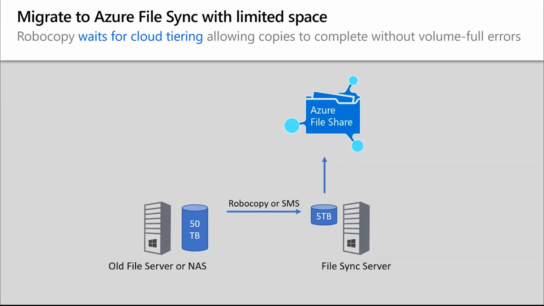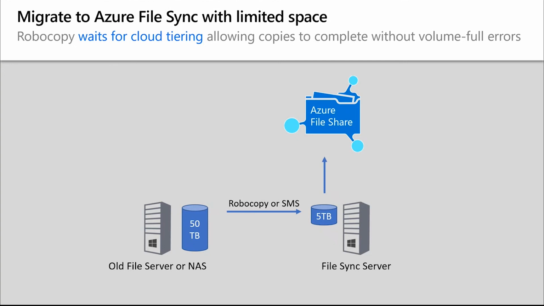All right, so let's talk about Robocopy's new feature that will actually wait for cloud tiering to occur. If you have a file sync server with only a 5 terabyte cache, and you want to move 50 terabytes into that 5 terabyte space, in the past you would have gotten an out of space error eventually. Robocopy would start moving stuff, but that local copy would be happening faster than Azure File Sync can tier it up to the cloud, and so eventually you would run out of space. And so people would have to move a little piece at a time and manually go watch this.